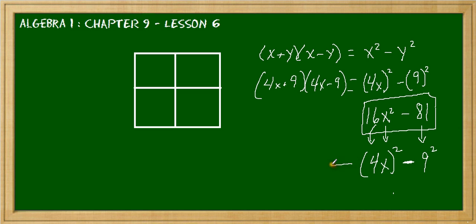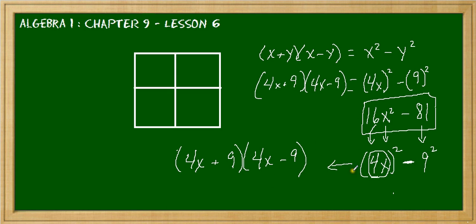We would then be able to say, I could take the first term that's being squared, and that is 4x, and I could take the second term as 9, and say this is the product of the sum and the difference of these two. Now notice it has to be the sum and the difference.